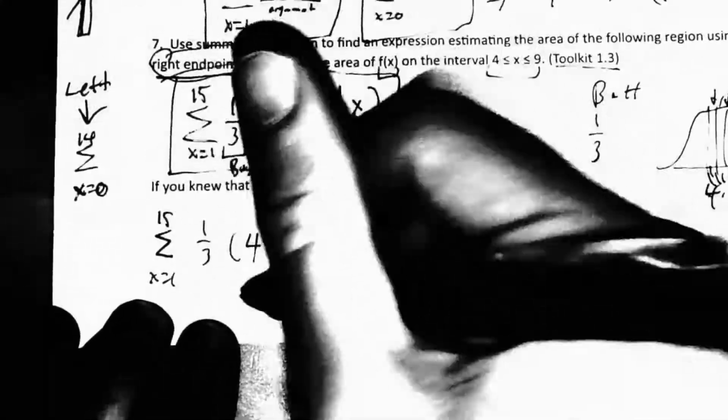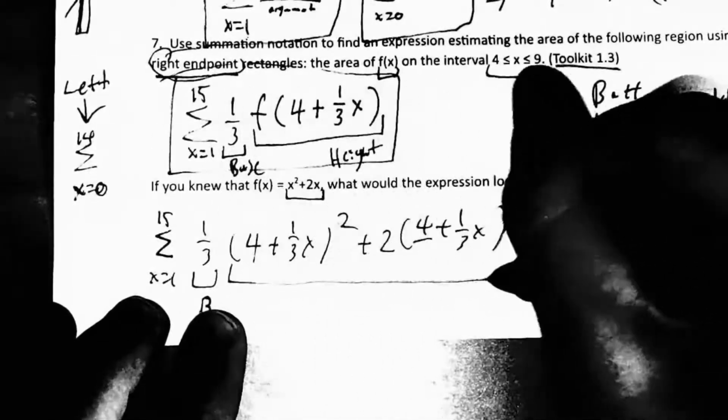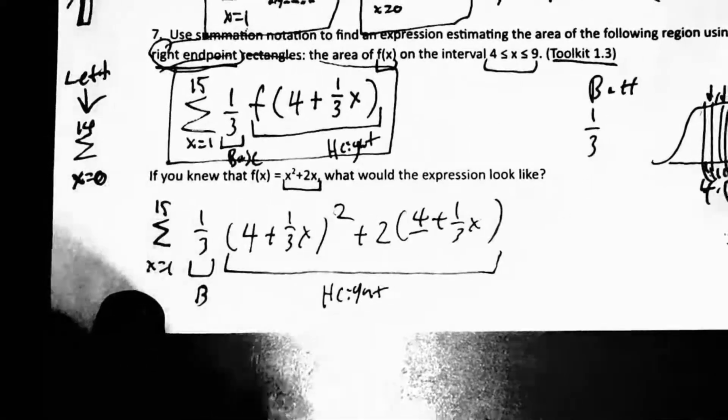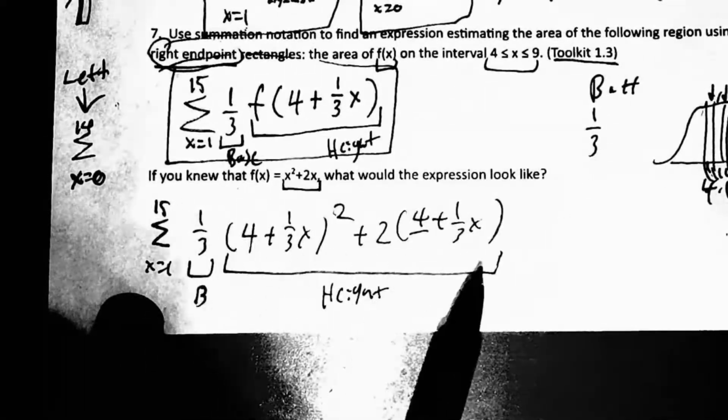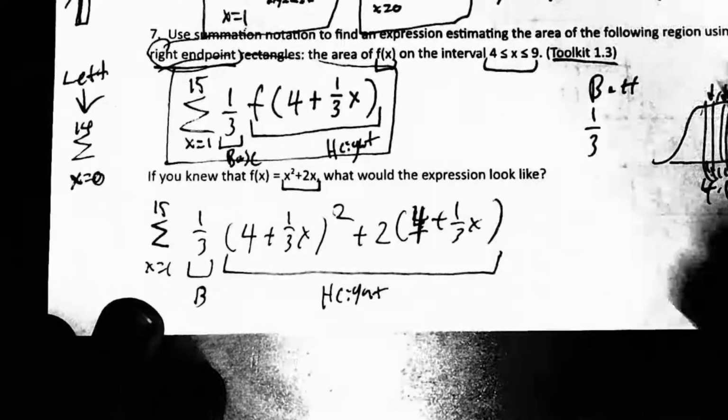This right here, again, this is the base, and this is the height right here. It's the output of the function when I plug the x value in. I'm plugging in an x value. This is just a regular 4. That line is kind of a mistake. This is the 4.